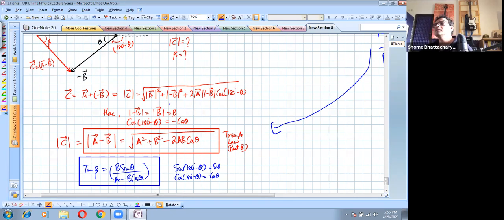No, in component form why are you getting confused with 180 minus theta, son? In component form you are writing the B vector, right? So B vector is making an angle theta with the x-axis only. So it is B cos theta i cap plus B sin theta j cap.